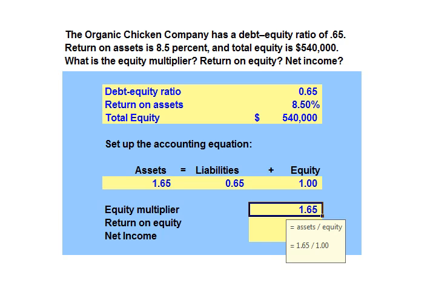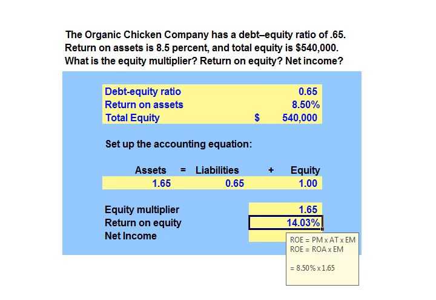Return on equity is equal to our profit margin times our asset turnover times our equity multiplier. We don't have all of these pieces, but we do have our return on assets, which you recall is our profit margin times our asset turnover. So our return on equity is our 8.5% return on assets multiplied by our 1.65 equity multiplier.